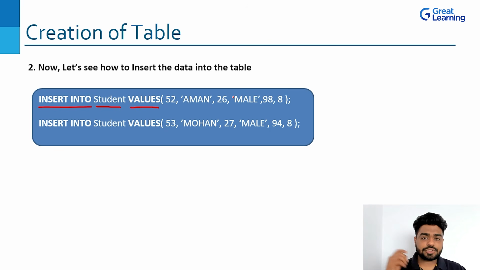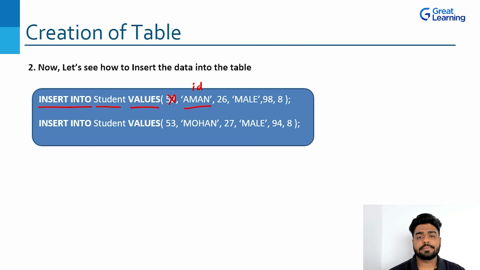The next question which will come into your mind is, if we have to write the data in the same order, then what if I miss out on some of the data? Suppose I'm not writing 52, I'm starting from Aman, then what happens? What will happen is, SQL will check what this Aman is. Now it knows that ID can't be Aman, right?